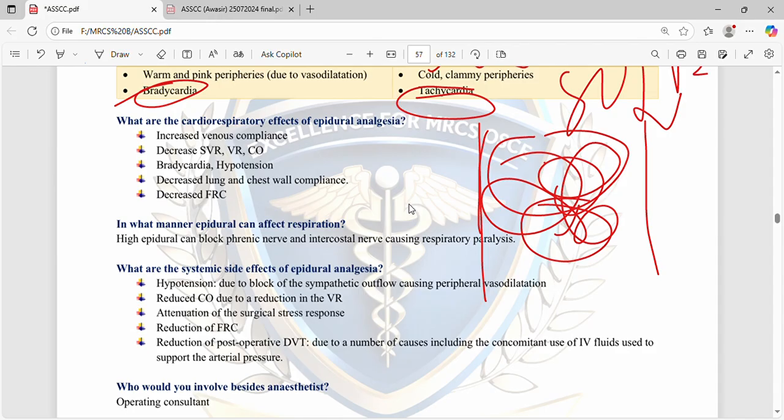Attenuation of the surgical stress response. Reduction of FRC, functional residual capacity. Reduction of postoperative DVT, due to a number of causes, including the concomitant use of IV fluids used to support the arterial pressure.